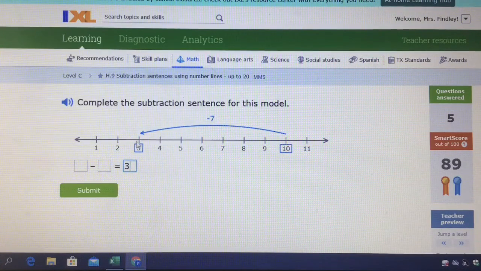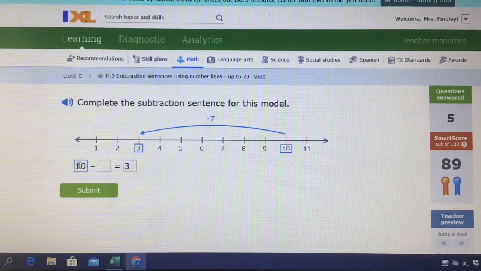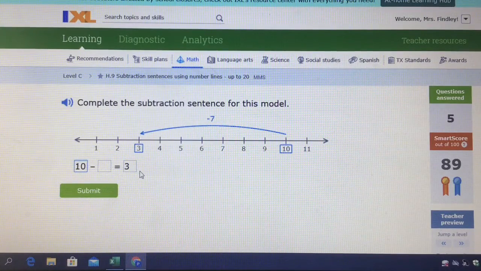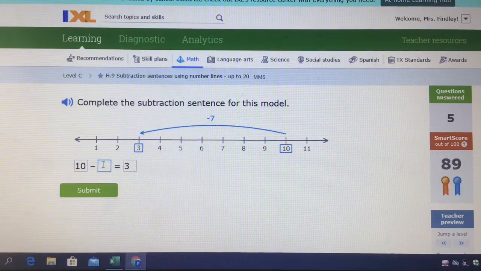Let's go back to the beginning of our arrow, which is 10. So we know we're starting at 10. Let's go ahead and enter that. And we're going to take away some to land at 3. So how many did they take away? They took away 7. So it's 10 minus 7 equals 3.